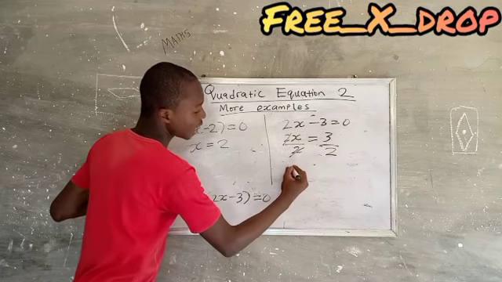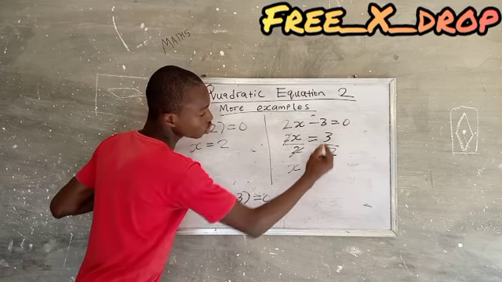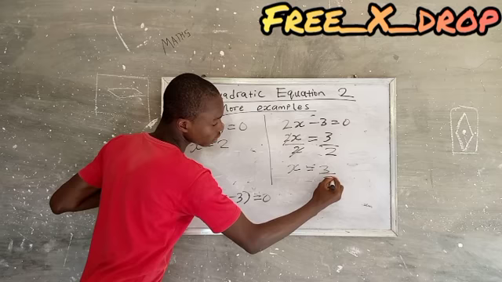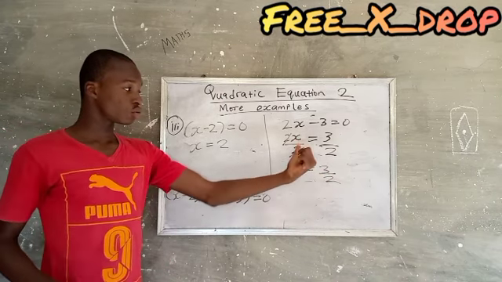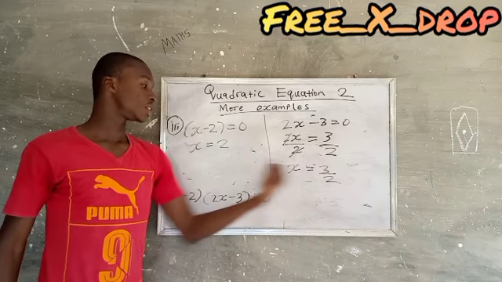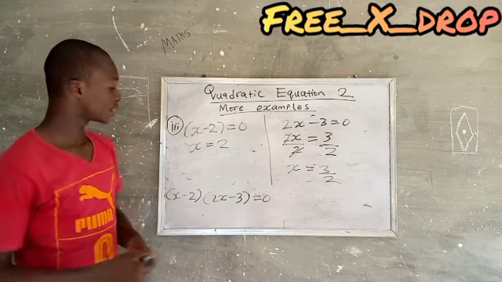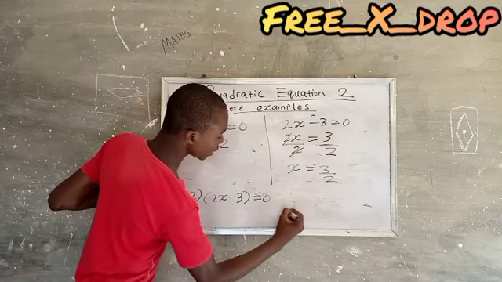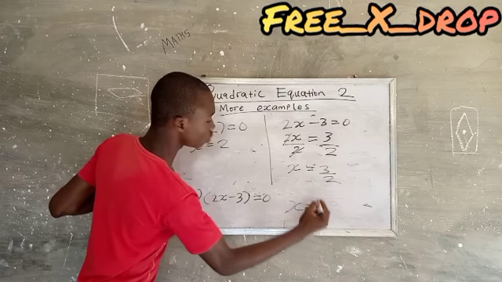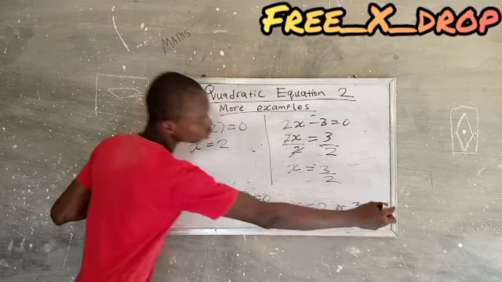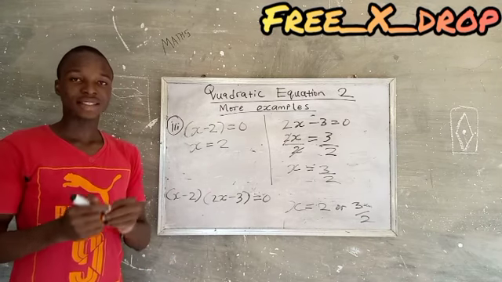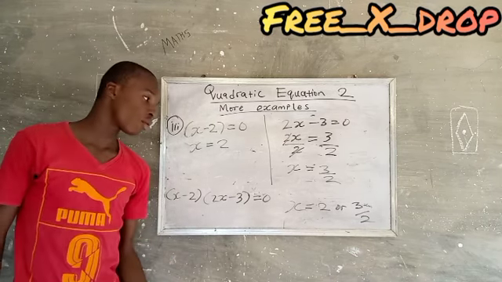So what do you have here? x is equal to 3 over 2. So this is your second x answer. x equal to 3 over 2, not 2x. So x is equal to this, x is equal to this. These are your two x answers. So what will now be your final answer here? You have x equal to 2 or 3 over 2. As simple as that. So this is how you solve.